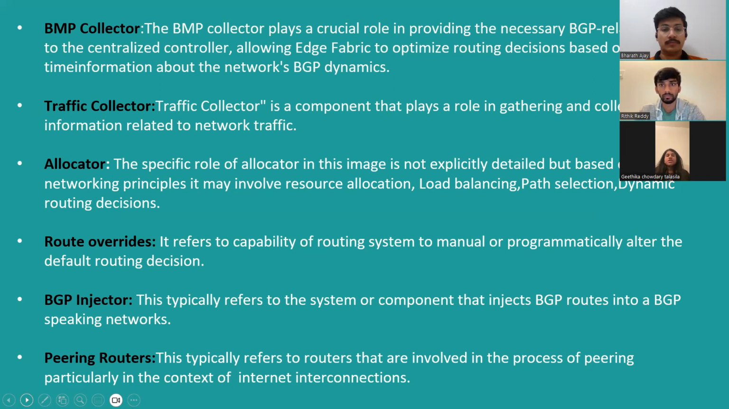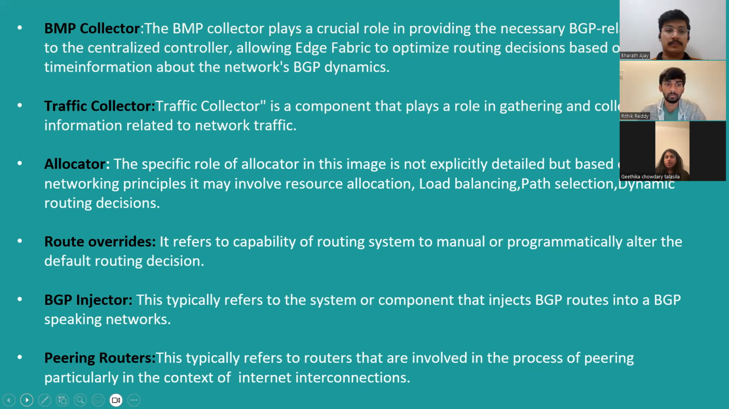The allocator's specific role is not explicitly detailed, but based on general networking principles, it may involve resource allocation, route balancing, path selection, or dynamic routing decisions. This allocator could be responsible for allocating resources such as bandwidth or routes across different parts of routers within the network. This is also based on real-time measurements and data collected by other components like the traffic collector.